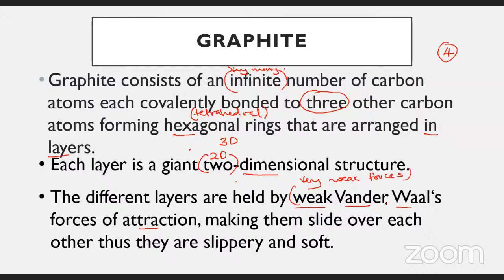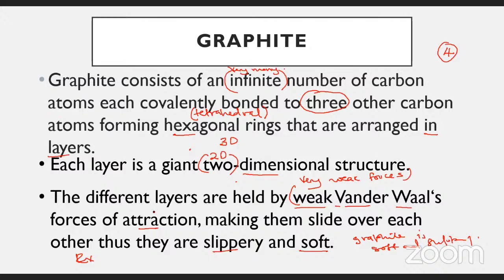They are named weak van der Waals forces of attraction, whereby van der Waals is the person who discovered those forces. So they were named after his name, making the layers slide over each other. Thus, they are slippery and soft. In other words, we mean that graphite is soft and slippery.